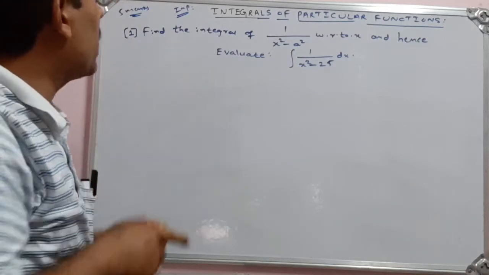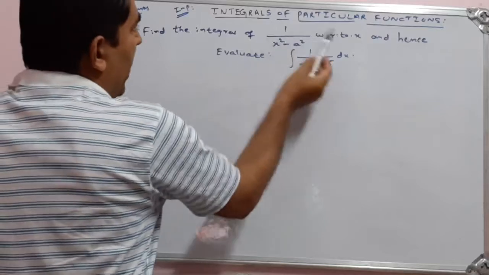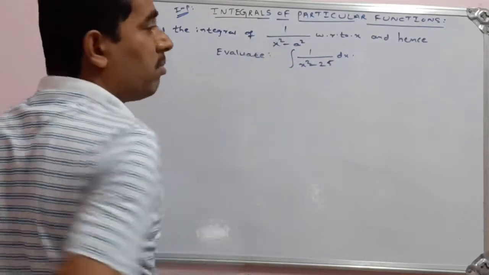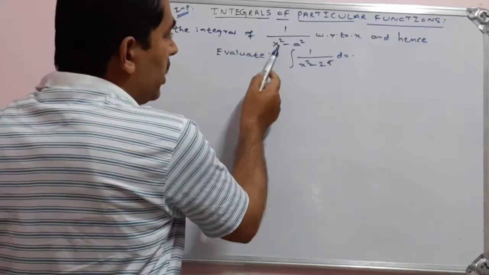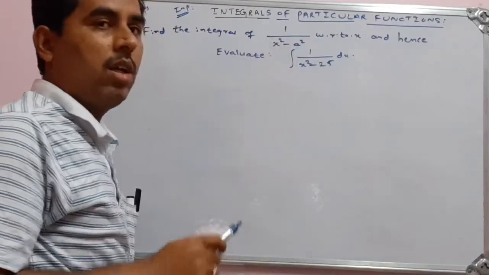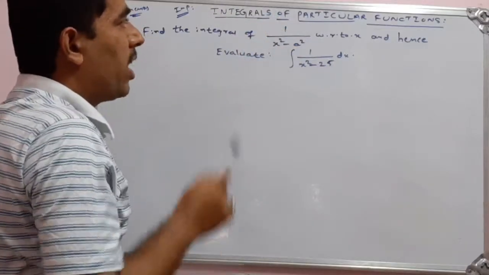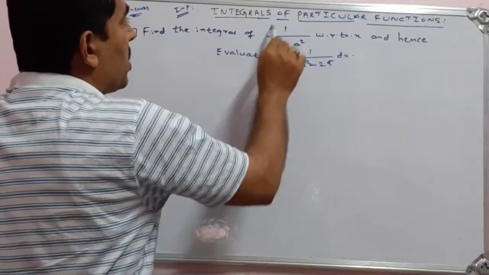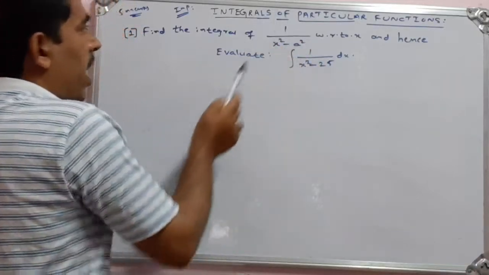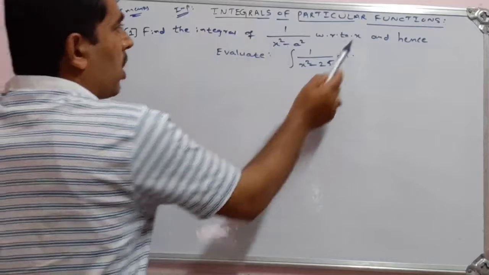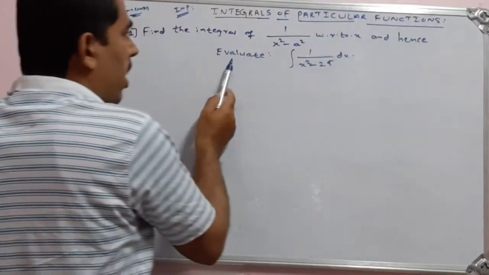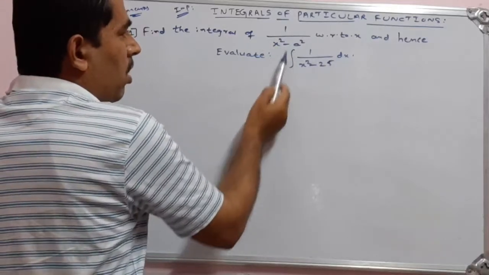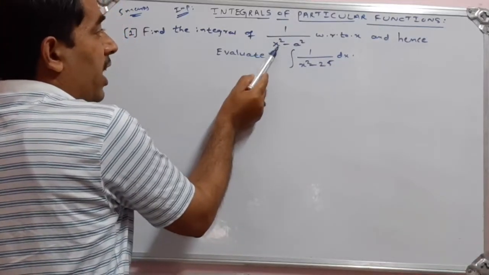Find the integral of 1 by x square minus a square. Observe the denominator here. The numerator is 1, so it is fixed, and the denominator is x square minus a square. So 1 by x square minus a square is one of the particular functions. We have to find the integral of this with respect to x. Afterwards, we have to evaluate the integration of 1 by x square minus 25.